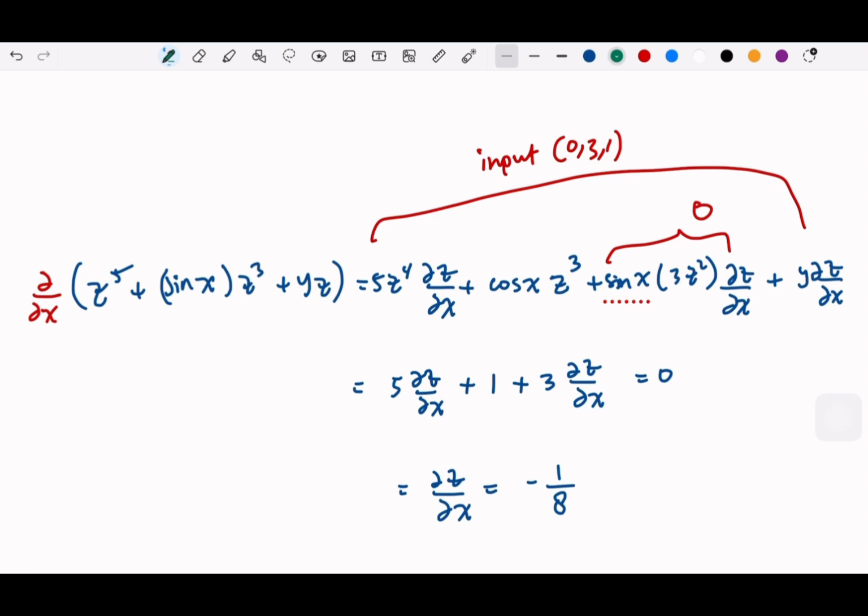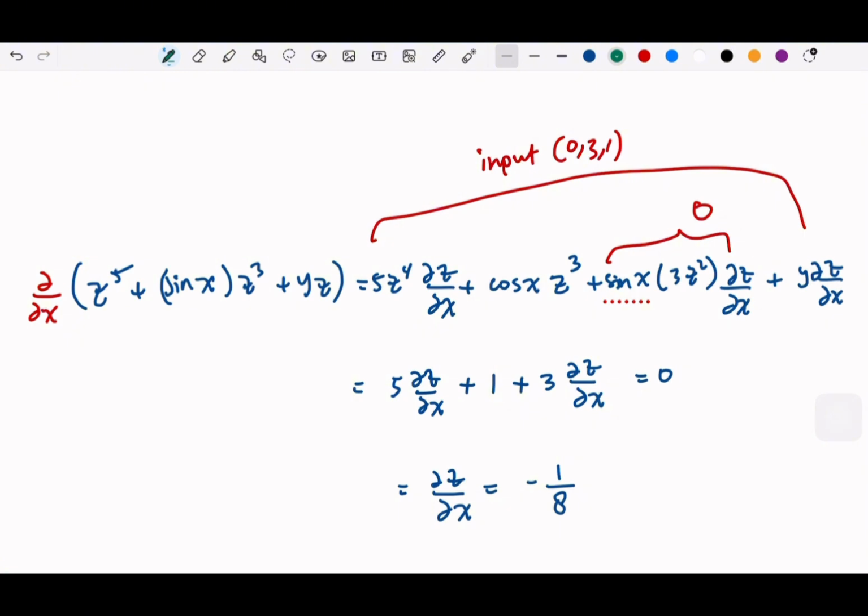Cosine 0 is 1, so z cubed is 1. So we can compute everything, and then we can have this. And then we can solve this equal to 0, and we get negative 1 over 8. So either way, you get the same result. But you need to make sure you don't make mistakes when you partially derive. Okay?